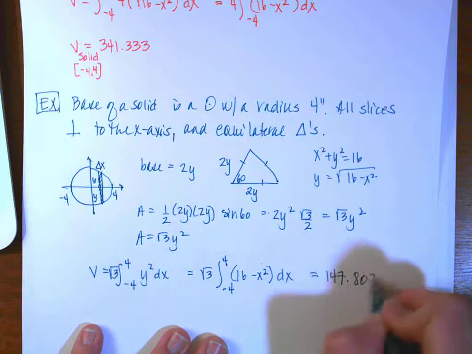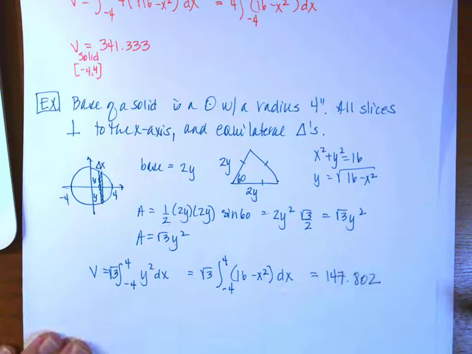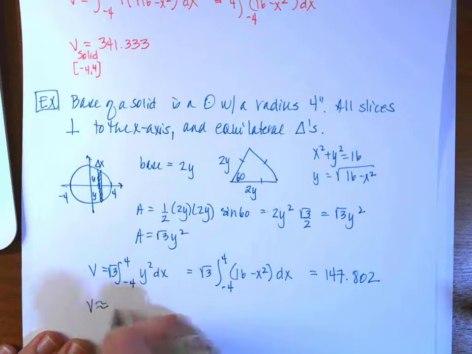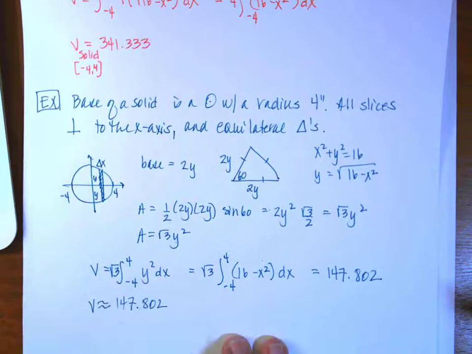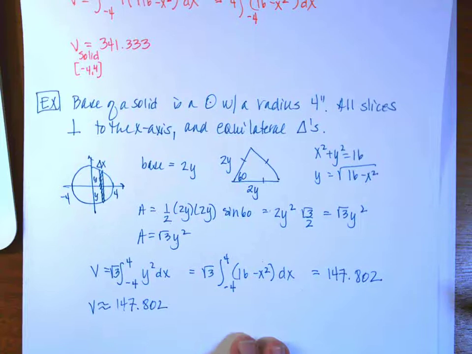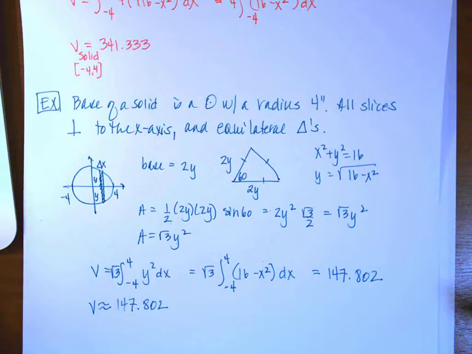And again, it's a super easy integral to evaluate, and when you do that math, and miracles happen because you're brilliant, you get 147.802, so my volume is equal to 147.802, and then whatever the units would happen to be.